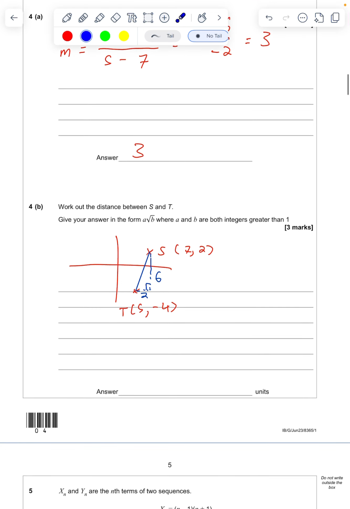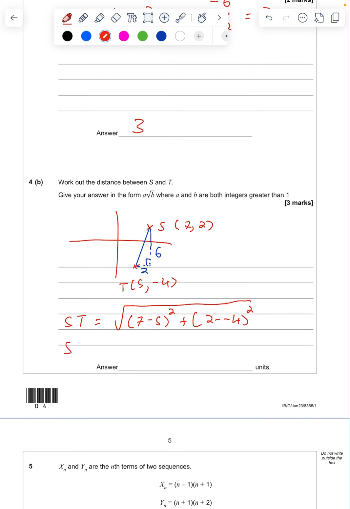But to do this more quickly, what this really is just saying is, to get ST, you can just go straight into saying it's going to be the difference between the x coordinates, so 7 take away 5 squared, which gives you the 2, and you're going to add on the difference between the y coordinates, which is 2 take away minus 4 squared, which is where you get the 6 from. So ST is going to be equal to the square root of, the first bit is 2 squared, which will give you 4. The second part would give you 6 squared, which is 36. So there we go. That's going to go to the root of 40.